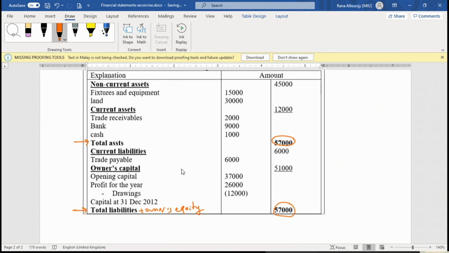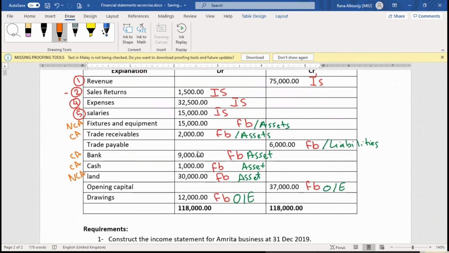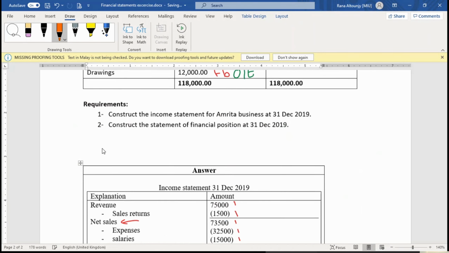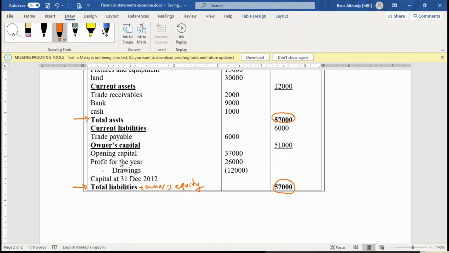Then in the second part of the statement, we put the current liabilities. As liabilities, we only have the trade payables, which is a current liability. So we put it here. For owner's capital, we have the opening capital. Also, we have to add the profit for the year. If you remember in the first classes, when we took the accounting equation, we mentioned that owner's equity is the capital plus the profit minus the drawings. So this is the capital. Profit: from where do we take this profit?